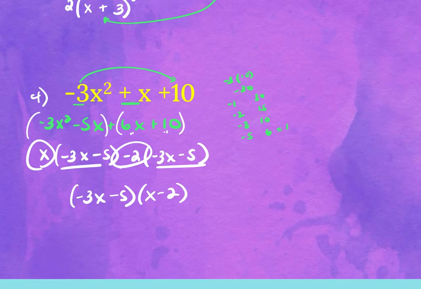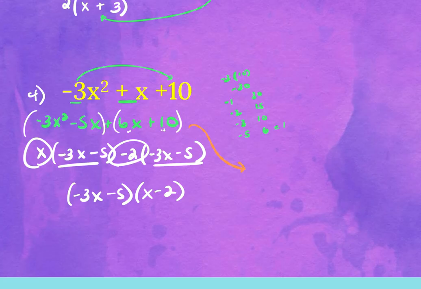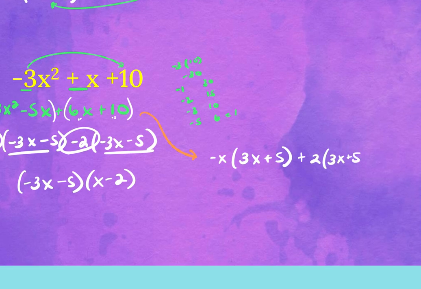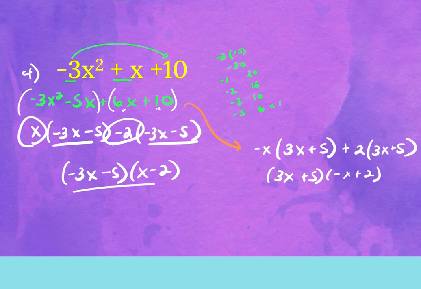Now let's say from here, I had taken out a negative x. So it would have been a negative x. It would have been 3x plus 5 plus, and I would have taken out a 2, 3x plus 5. And I would have gotten 3x plus 5 and negative x plus 2. So while they don't look exactly the same, they are equivalent expressions, which either of those would have been fine answers.